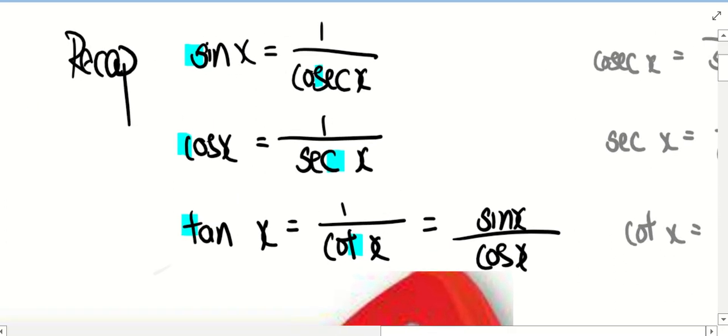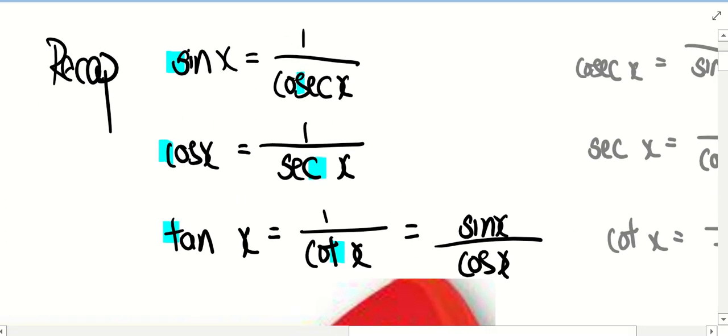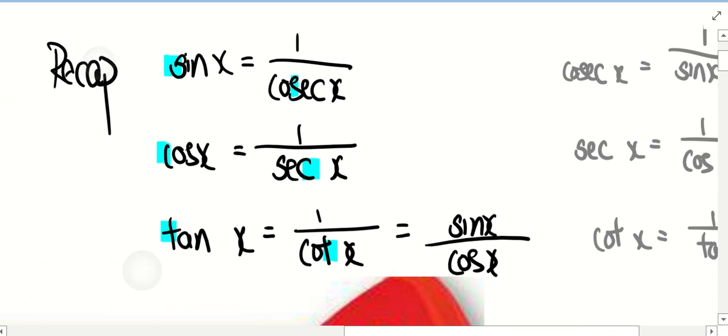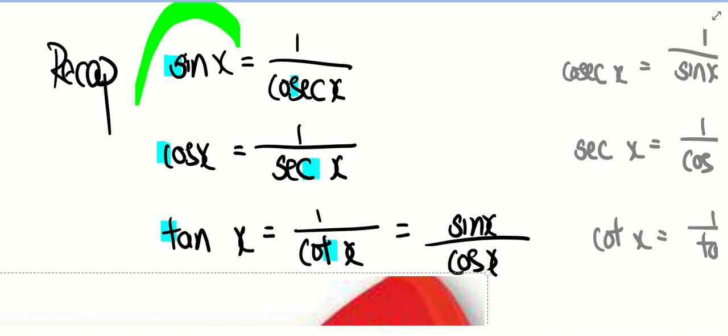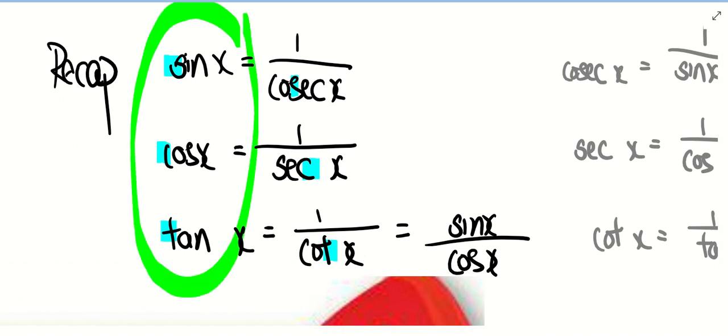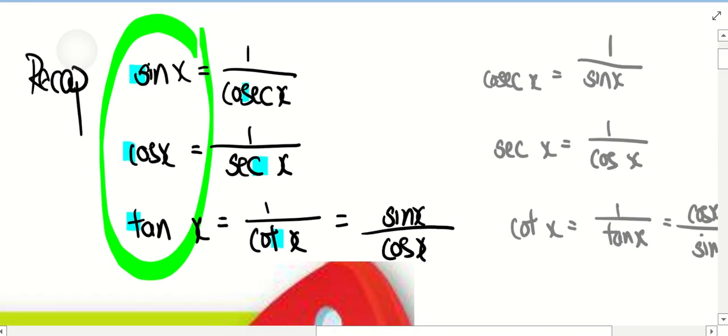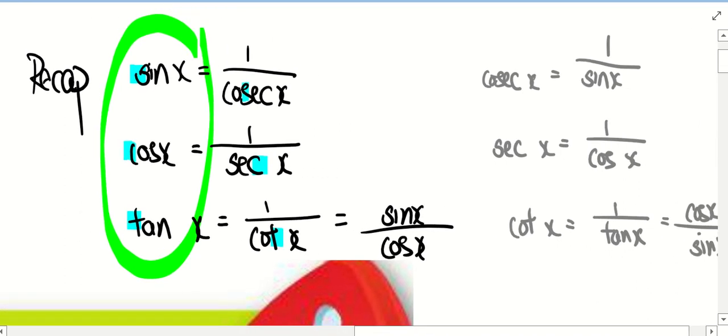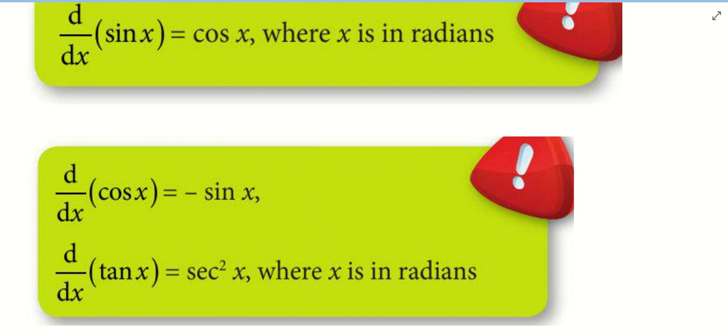Okay, so take note, in Sec 3 you're aware of this relationship for trigo. So as and when we need it, take note we may need to do the conversion. Why? Because we can only differentiate trigo terms based on sine, cosine, and tangent. If we get any other form, we need to do the necessary conversion. Okay, so take note, these are the only three we can differentiate.